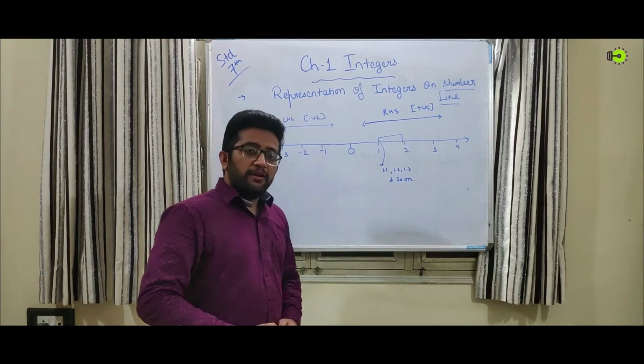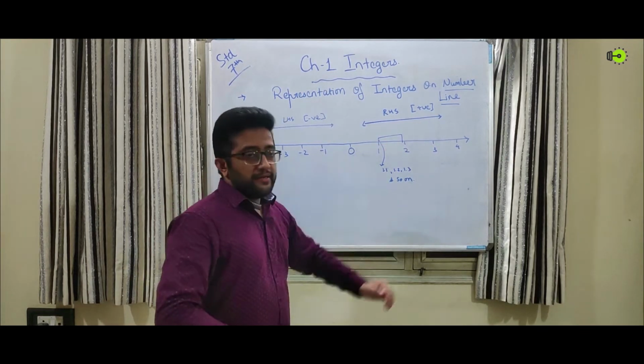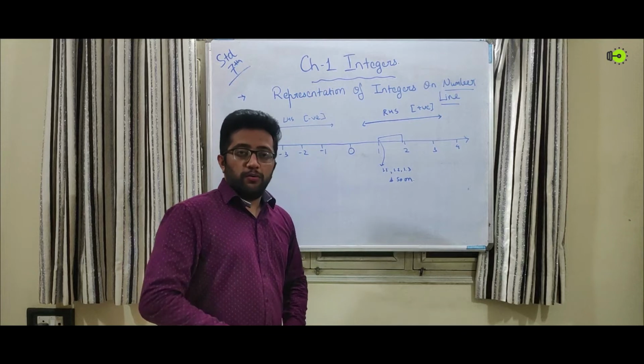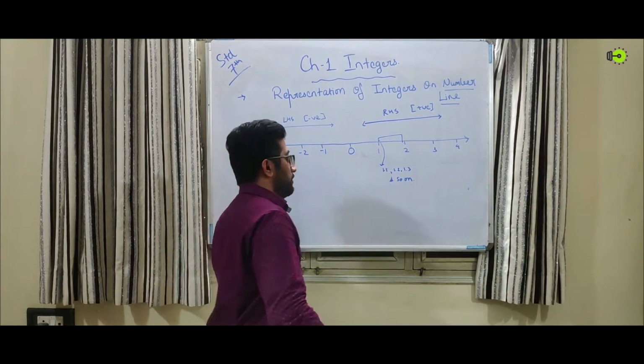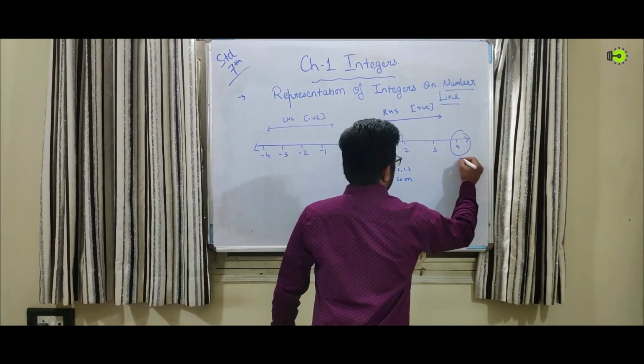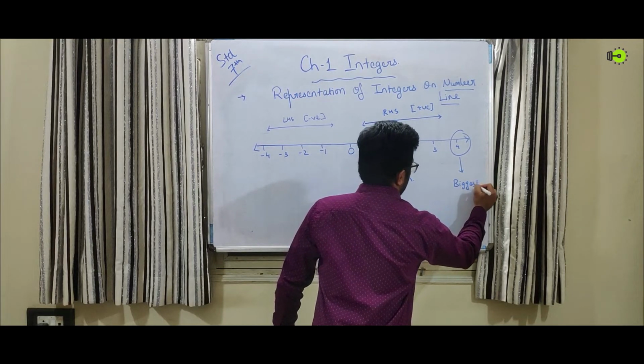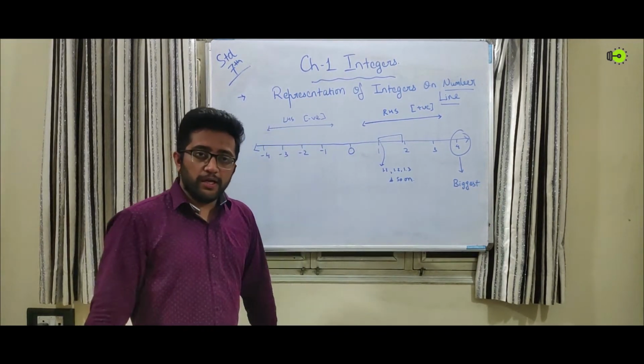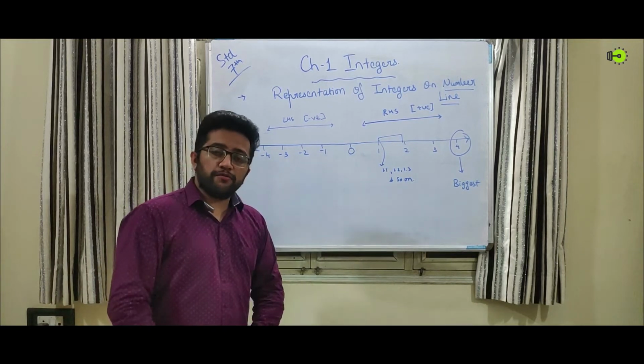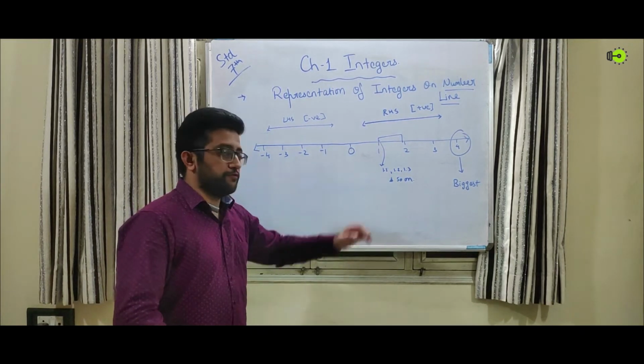Now see, if I ask you on the right hand side, which is the bigger number, which is the biggest number, your answer will be, sir, the bigger number or the biggest number is 4. Yes, you are correct. The biggest number on the right hand side of the number line is 4.